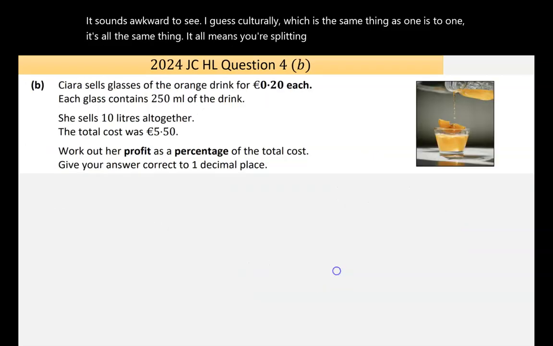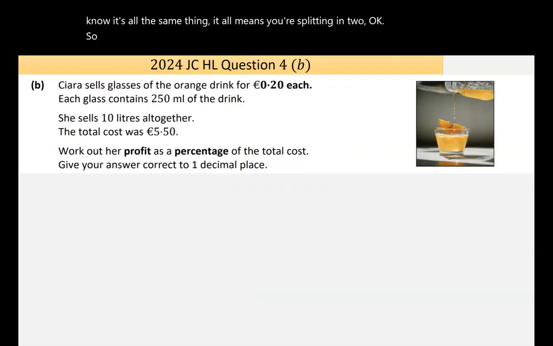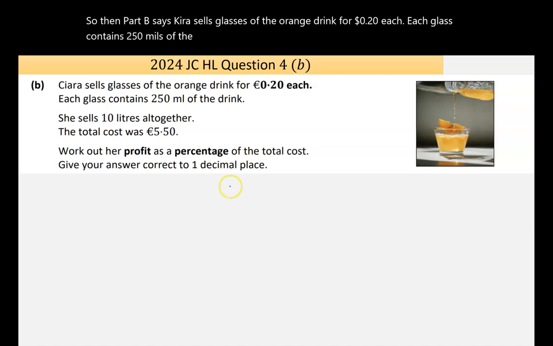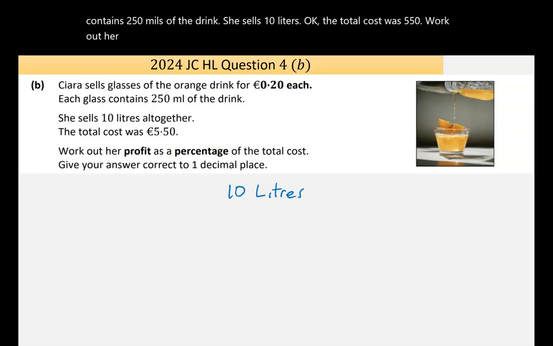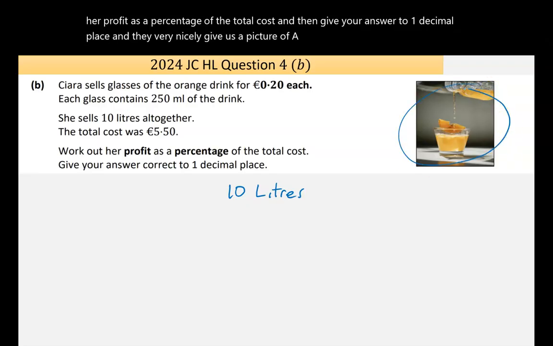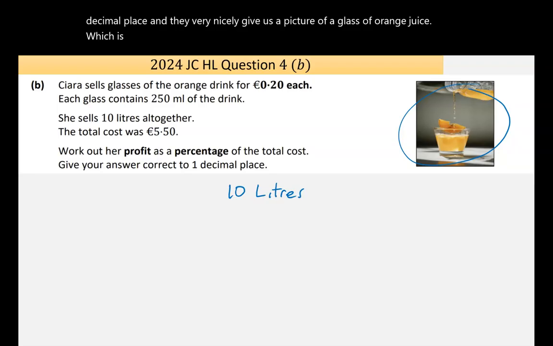Okay. So then part B says, Kira sells glasses of the orange drink for 20 cents each. Each glass contains 250 mils of the drink. She sells 10 liters. The total cost was €5.50. Work out her profit as a percentage of the total cost and then give your answer to one decimal place. And they very nicely give us a picture of a glass of orange juice, which is helpful.